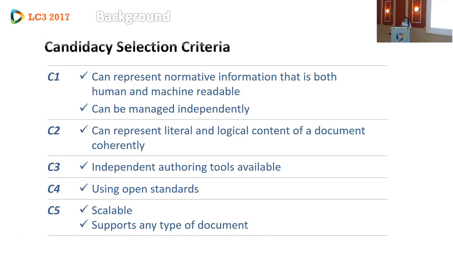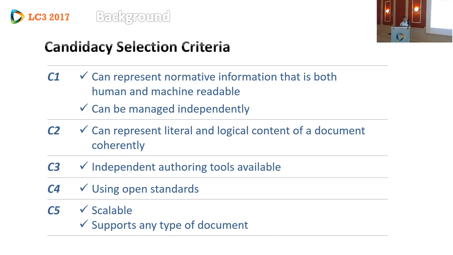Now we set up a list of criteria to test these two standards. We picked LegalDocML and LegalRuleML because they show some promise, and we set up this initial criteria to see whether they are suitable as a candidate standard to represent normative information in our domain. Criteria one: the standard must have the ability to represent normative information that is both human and machine readable, and it must be able to be managed independently of the system that's using the standard. Criteria two: it must be able to represent the literal, the look and feel, and the logical content, the semantic of the document, coherently.